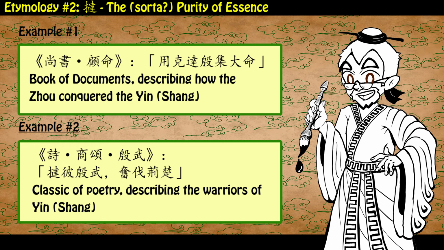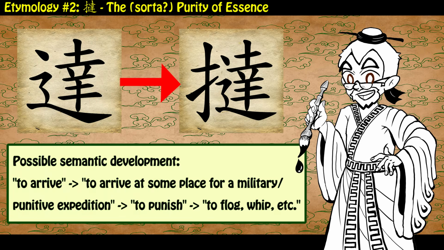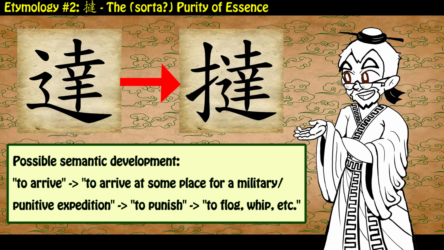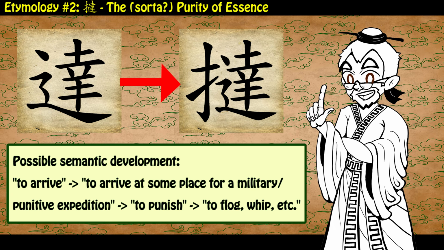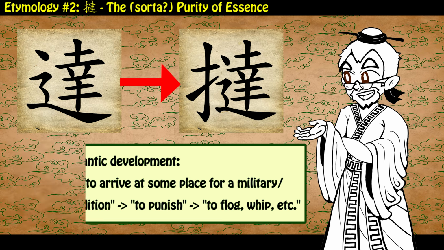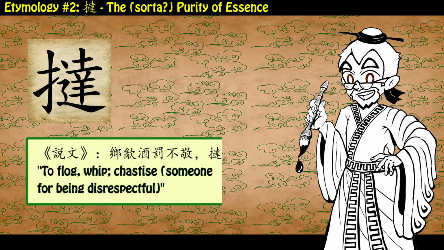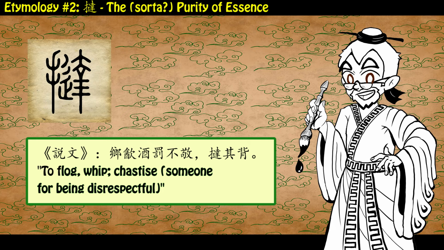a punitive expedition, so ta and da could very well be cognates if we imagine a semantic development that starts with to arrive at some place, then to arrive at some place for a punitive expedition, then further on from punitive expedition to flog or to whip in general. Ta would then have gotten the hand radical added to it once the two meanings drifted far enough apart. In the Shuowen, ta is written with the tishopang and is glossed as meaning to flog or to whip.